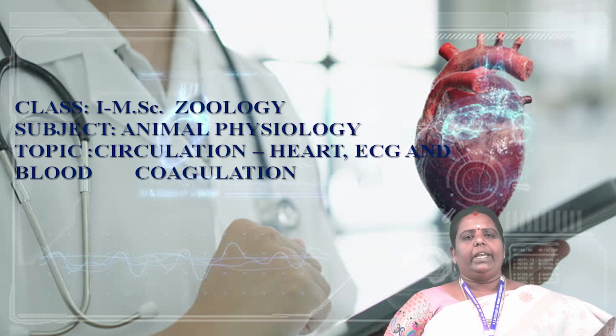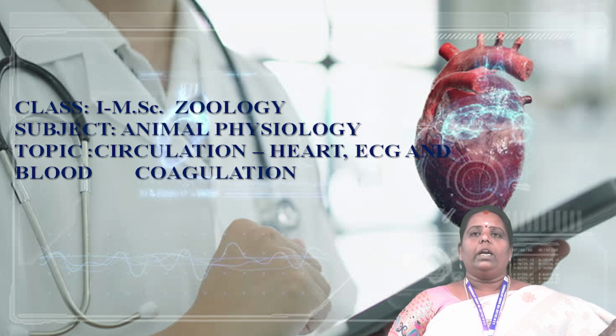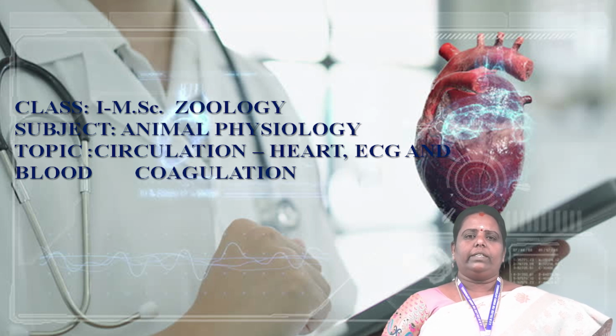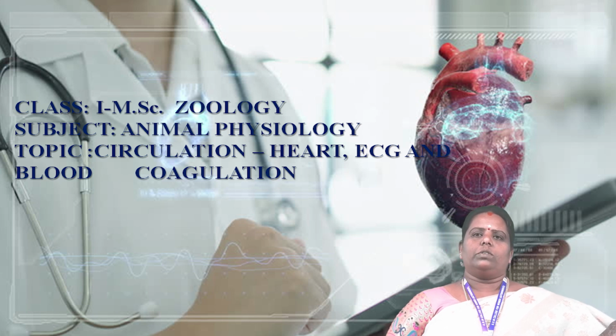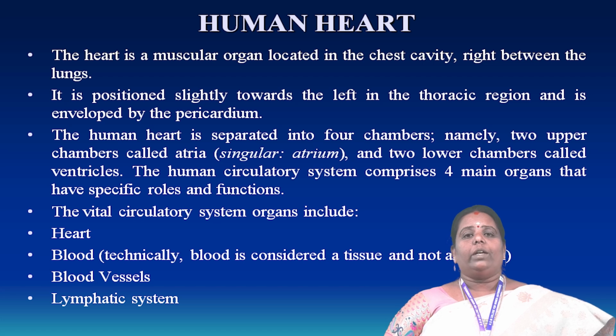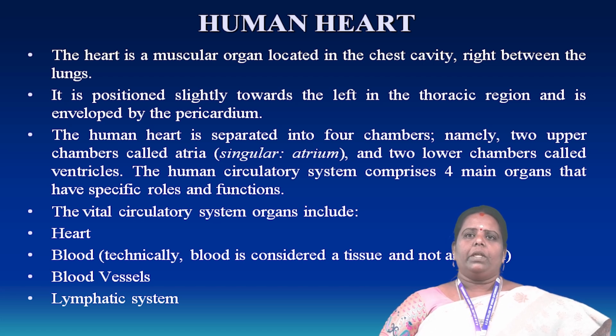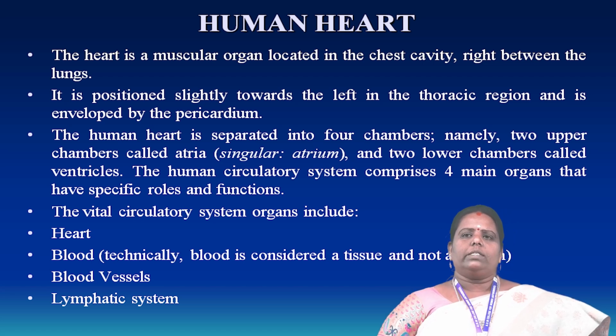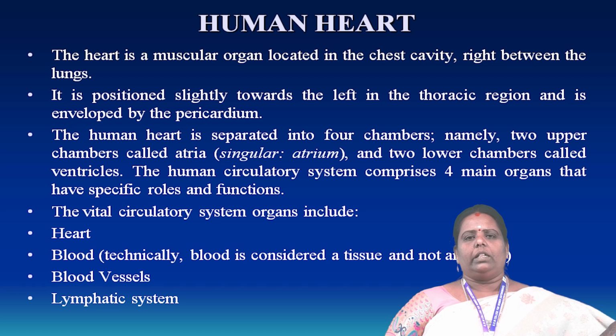The human heart is a very important organ. It does all the activities and controls the blood circulatory system all over the body, from head to legs. Normally, the heart is a muscular organ located in our chest, between the lungs. Our lungs are also nearby the heart. It is pointed slightly towards the left thoracic region and it is enveloped by the pericardium.